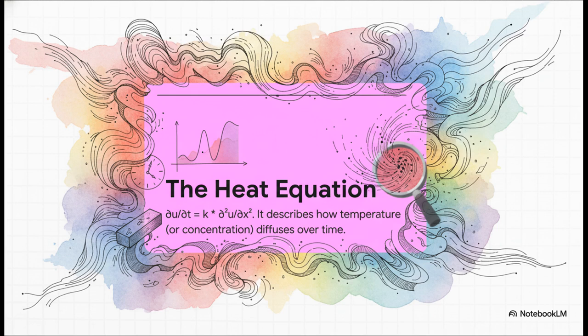So imagine a really sharp, pointy peak of heat. That has high curvature, right? The equation tells us the temperature at that sharp peak is going to drop really, really fast. And K, that's just a number, a constant for the material that tells you how quickly it lets heat spread.